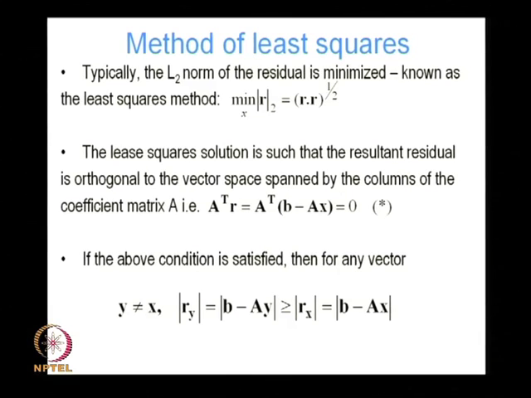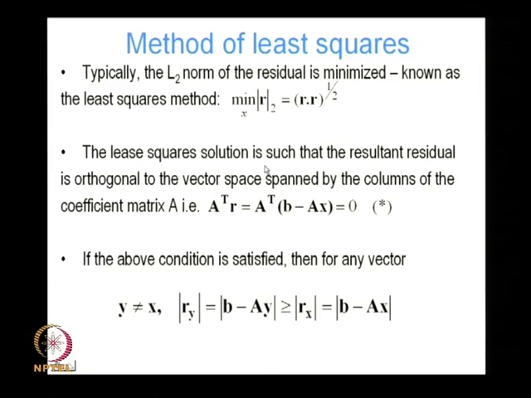And then if we try to find the value of x which minimizes the value of the residual, we get what is known as the least squares solution. You can see why it is called least squares. It is the value of x which minimizes the square root of the inner product of r with r.